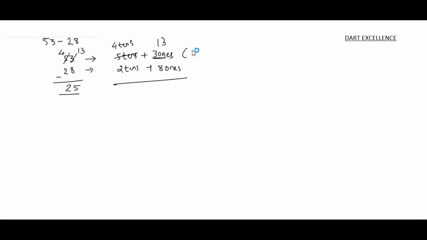How? We borrowed 1 ten, which means 10 units plus we already had 3. So that's how it became 13. And from 13 minus 8, or when we take away 8 from 13, we will be left with 5 ones. And when we take away 2 tens from 4 tens, we will be left with 2 tens. The number will be 25. Let's see this question in abacus model.